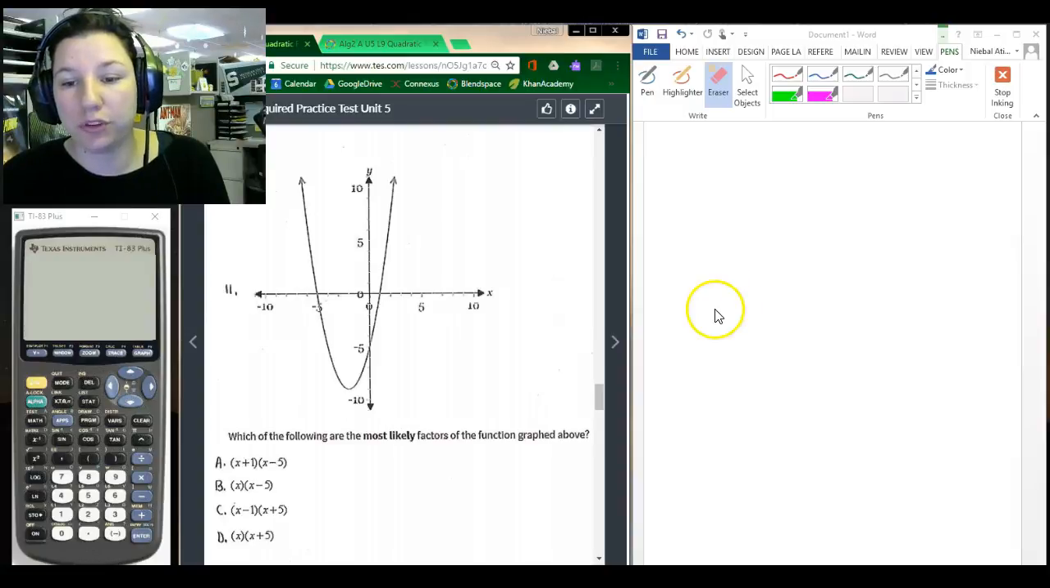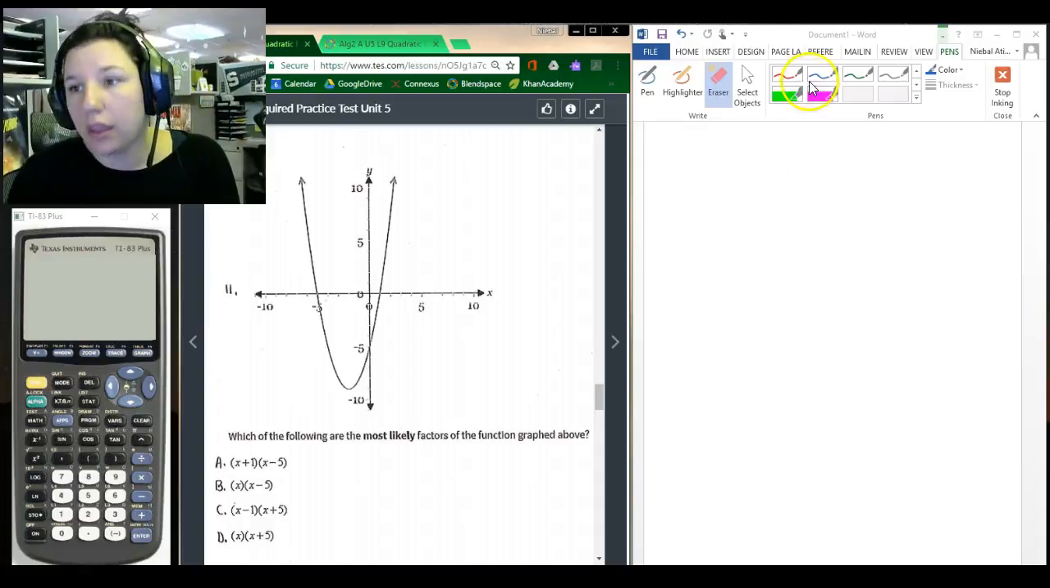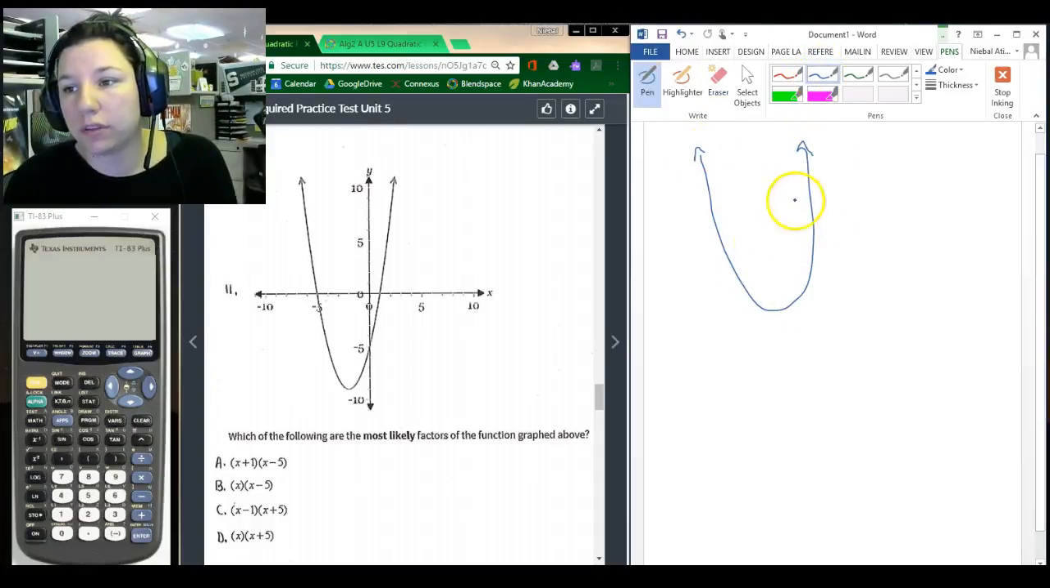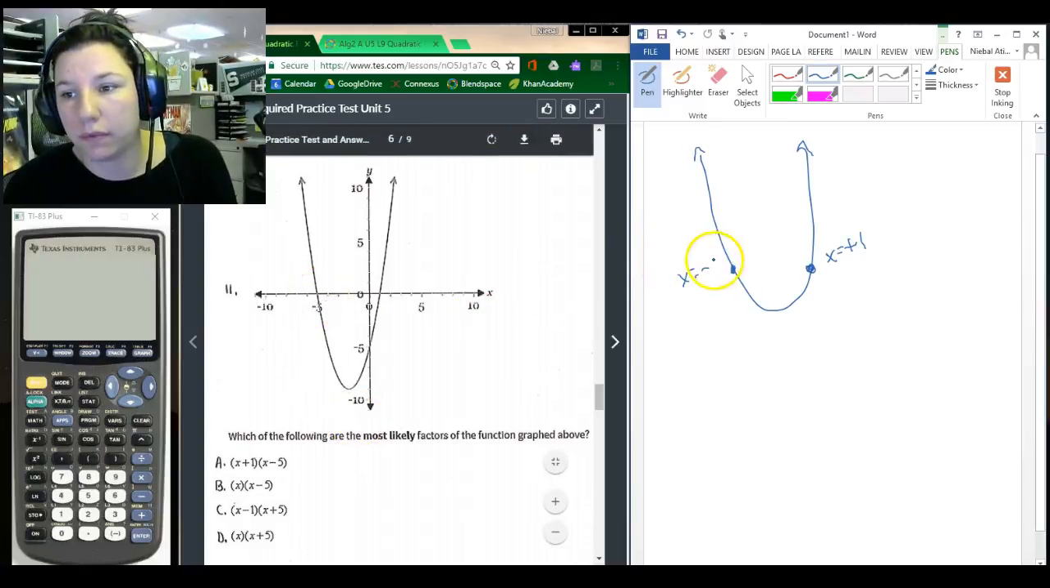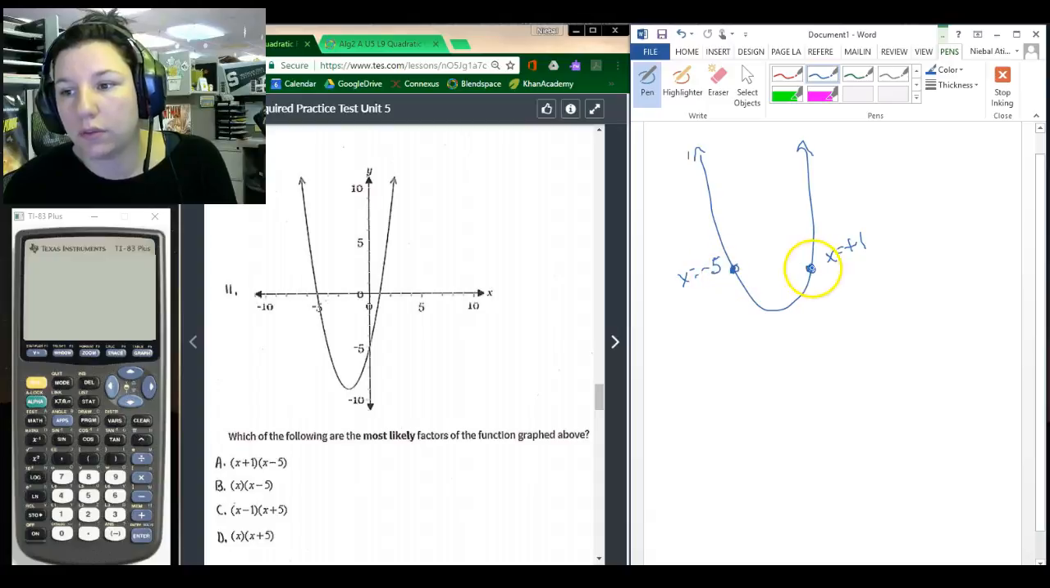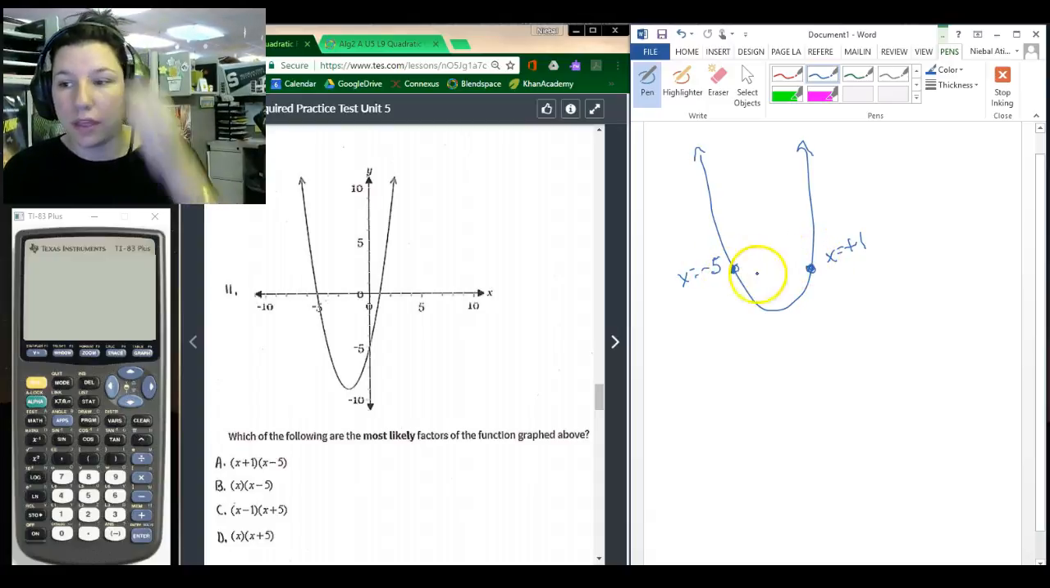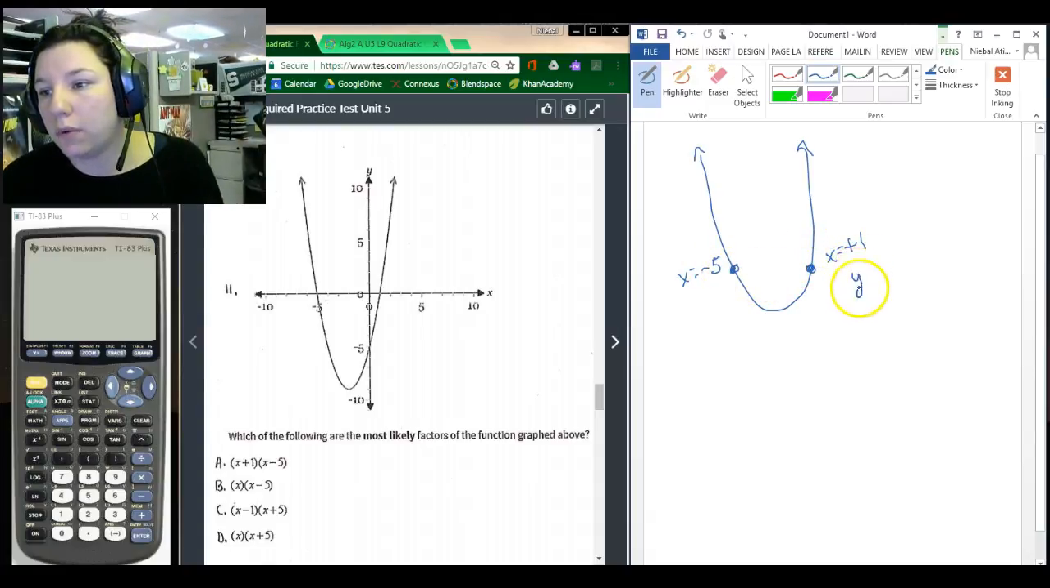Number 11, which of the following are the most likely factors of the function graphed above? If you take a look at that function, you should see two x-intercepts, one at x equals a positive 1, and another here at x equals negative 5. Those are our x-intercepts. Those are the x values when y is equal to 0.